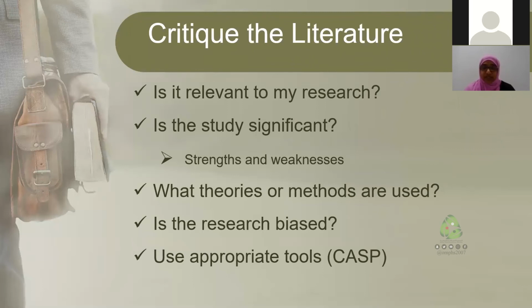Now, coming into critiquing the literature, you found your literature, you have a list of papers that you identify that is relevant to your topic. And imagine you found, say, 20 papers that are relevant to your topic. It's important that you know, is this really relevant to your research? Is the study significant? What are the strengths? What are the weaknesses? What theories or methods are used? And is the research biased or not?